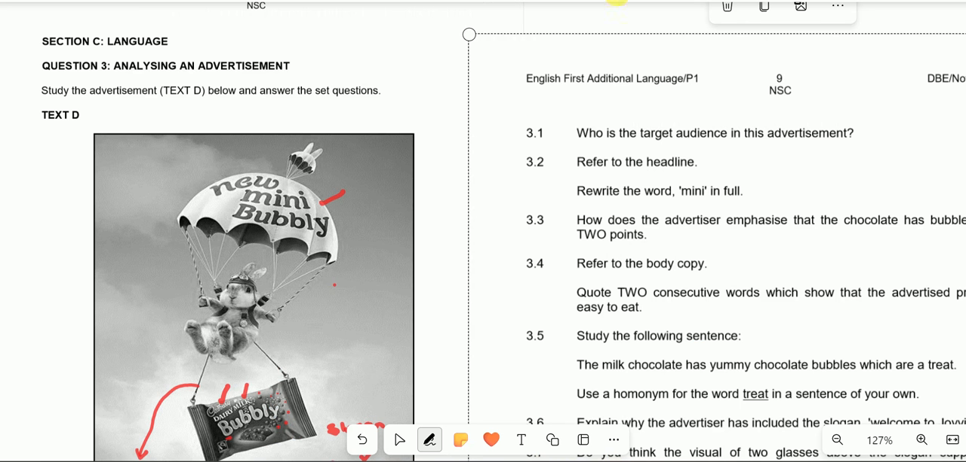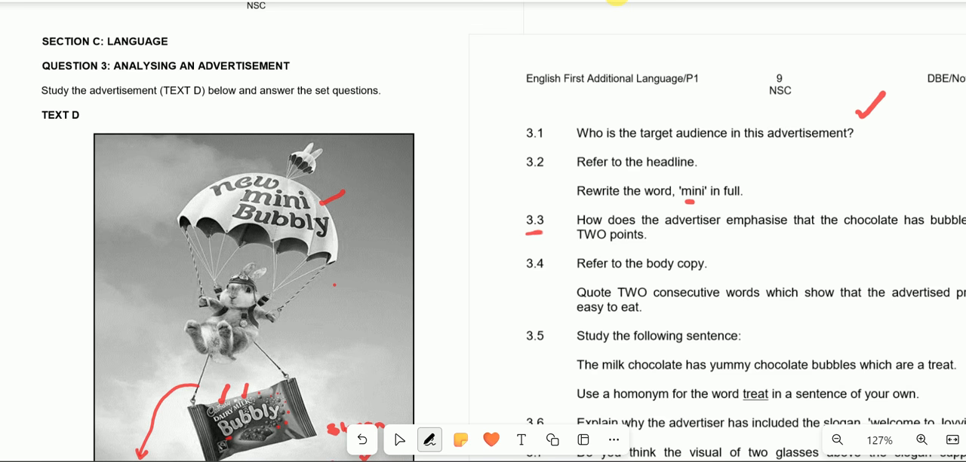And indeed, the first question says, who is the target audience in this advertisement? You do not say everyone. We have done the analysis, and from the analysis we already know the answer. People who love chocolate or people with a sweet tooth, but to be more specific, the most accurate one will be people who love chocolate, right? Refer to the headline, write the word mini. So the word mini actually means miniature. In full, it means miniature.